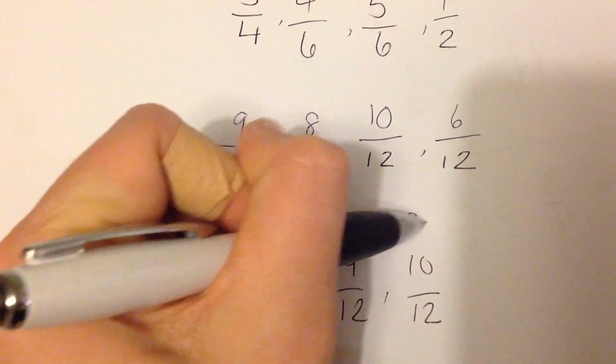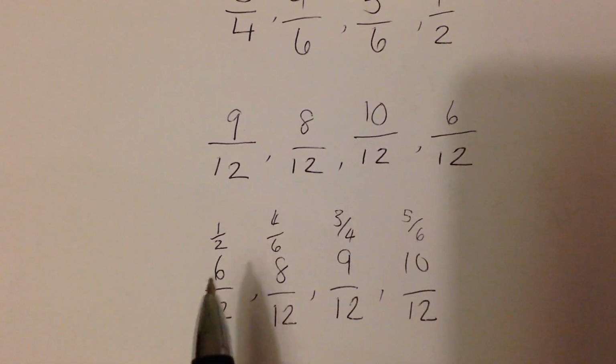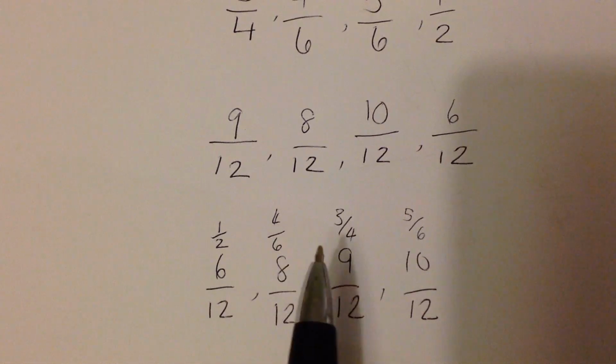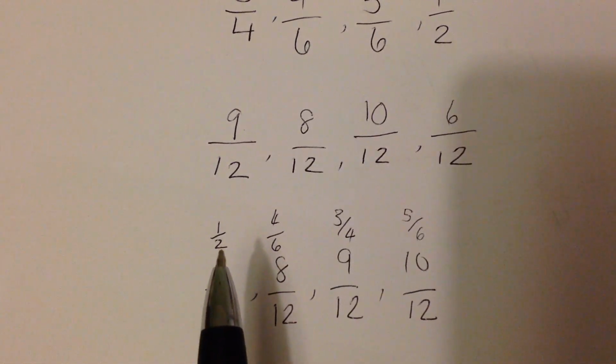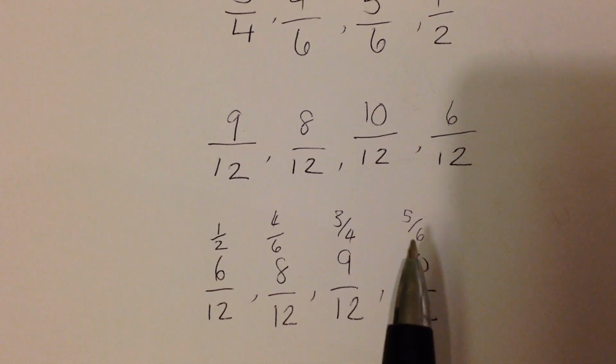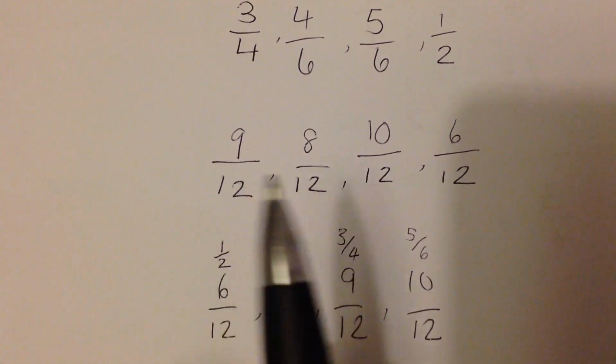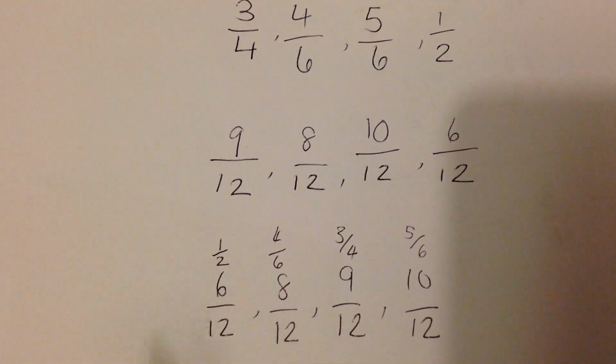So going back to the original question, and this is always really useful to do, especially for SATs tests, is to check back to those original numbers. So you can just see, so 1/2 is the smallest, followed by 4/6, 3/4, and 5/6, and we can do that because we have turned them into the equivalent fractions with the same denominator.